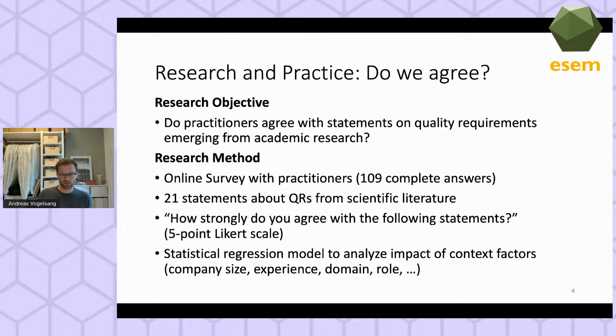So the participants also stated in which type of company they were working, how much experience they have, what their role is, what their domain is, and so on. And we used a statistical regression model to analyze the impact of these factors on the agreement towards the statements. So let's have a look at the results.